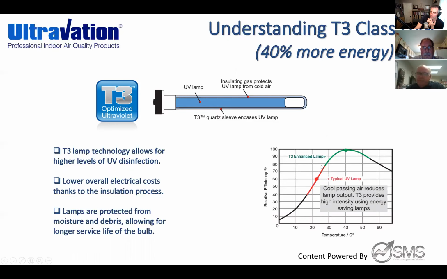But if I want to get maximum burn, so to speak, out of that bulb, maximum intensity of a bulb, if I have an insulator like a T3, now I can get up to 100% capacity out of that bulb. So I'm going to gain 40% on average, more efficiency, more energy out of this bulb, thanks to that basically protected armor, I like to call it. So we're insulating it, we're protecting it more from temperatures, and it helps prevent it from any kind of moisture, debris, etc.